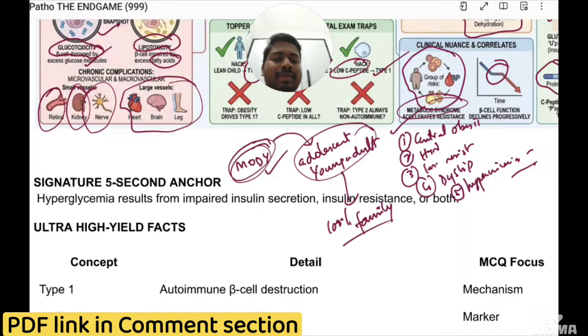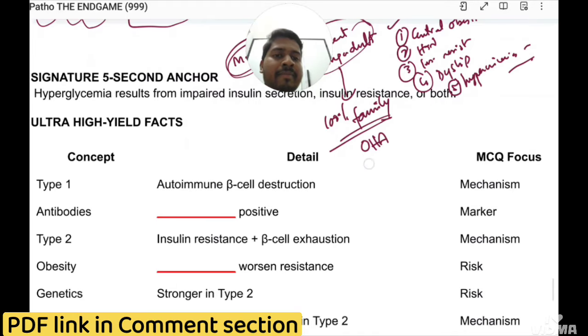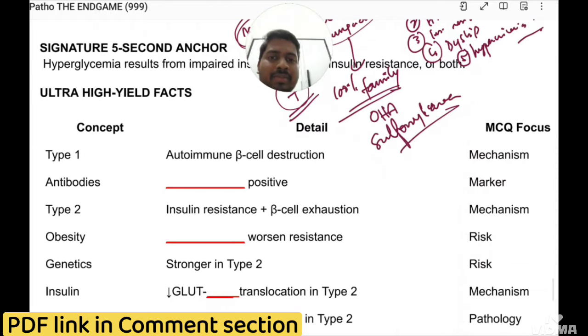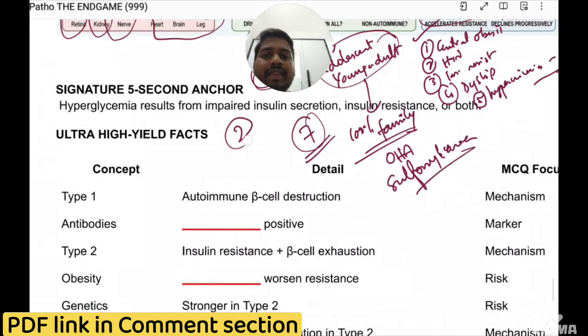Okay, and these people don't need insulin and all. Simple oral hypoglycemic agents, especially sulfonylureas, are the drug of choice for this condition. Okay, so there are a total of 7 types of MODY. If you want, you can remember those. The most common type, and the most favorable among these, is type 2.